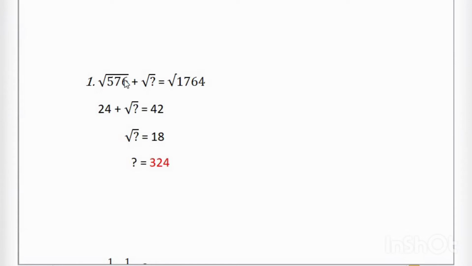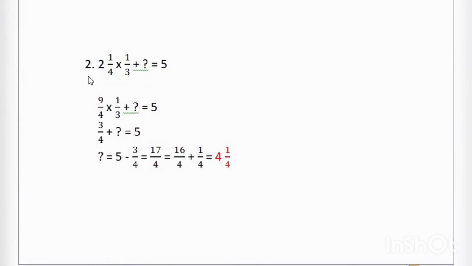Now, we know the root of 576 is 24 and the root of 1764 is 42. Then it is simple. Root x, or root question mark, equals 42 minus 24, which is 18. Then question mark equals 18 square, that is 324. So 324 is the answer.